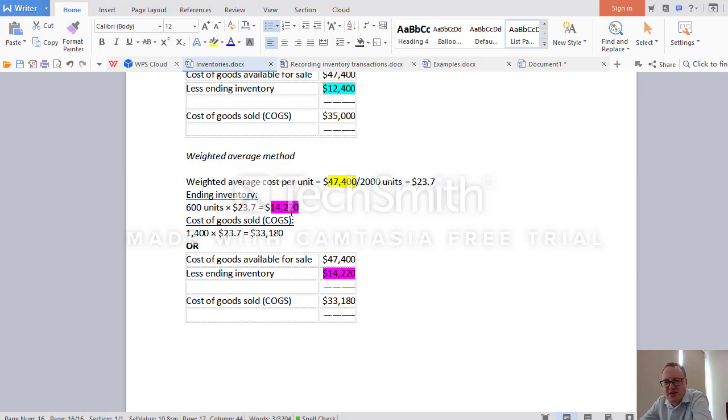You get the value of ending inventory. Or alternatively, you can subtract the ending inventory from the cost of goods available for sale from the beginning and the purchases. And that way you subtract and you will get cost of goods sold.